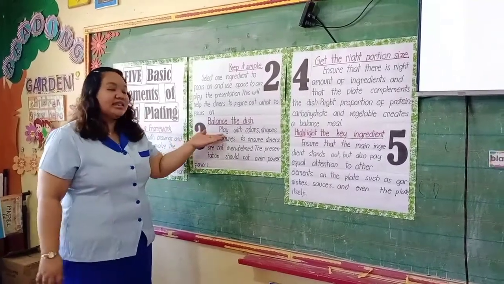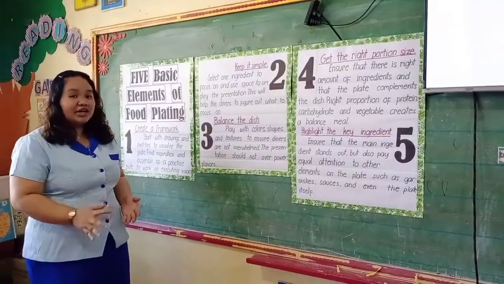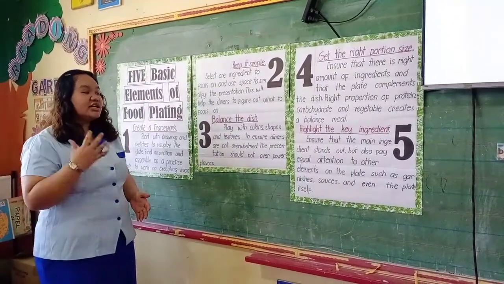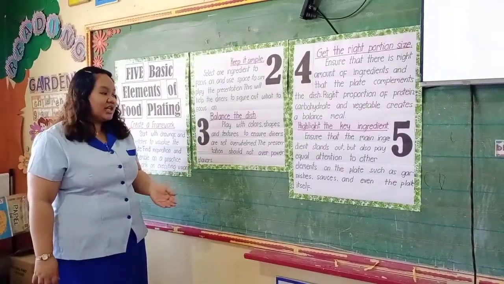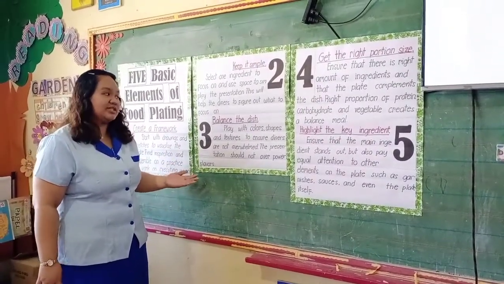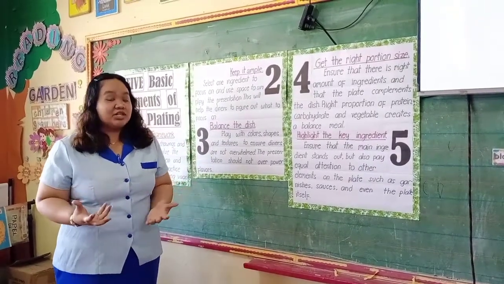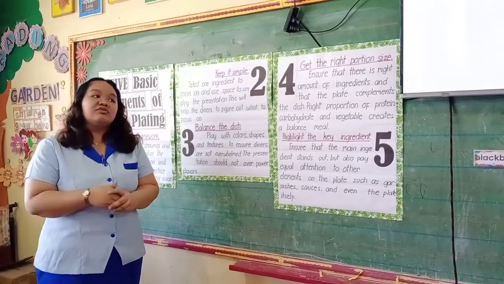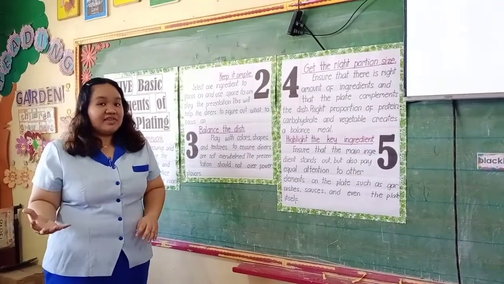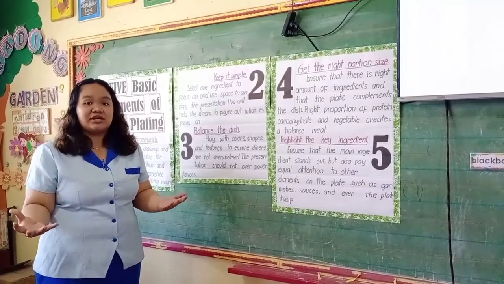The third element is balance the dish. Play with different colors, shapes, and textures to ensure diners are not overwhelmed. The presentation should not overpower the flavors. In terms of colors, this can be seen with the vegetables we are going to use. Of course, for the carrots, we have the orange. For potatoes, we can have yellow, and of course, the leafy vegetables, which are green.